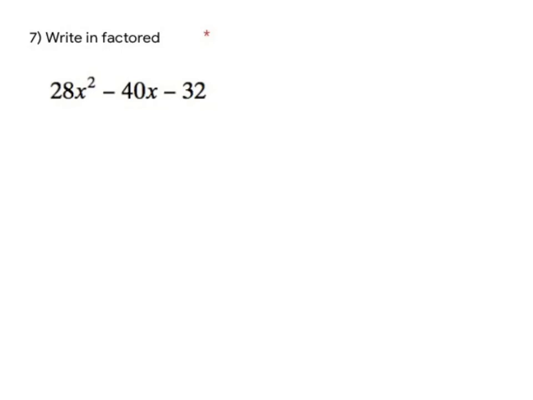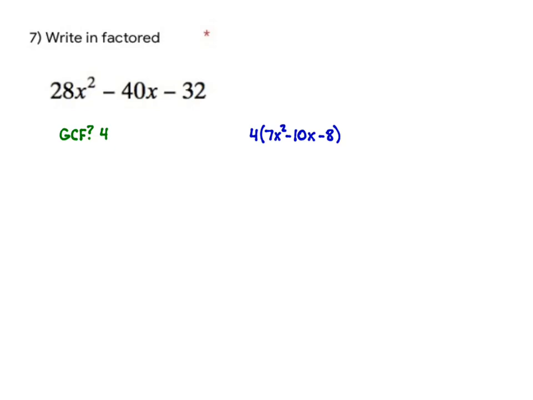All right, for number 7, again, we're looking for a GCF. The GCF in this case is a 4. So we're going to take all of those terms and divide them by 4. So we take the 4 out and we're left with 7x squared minus 10x minus 8.